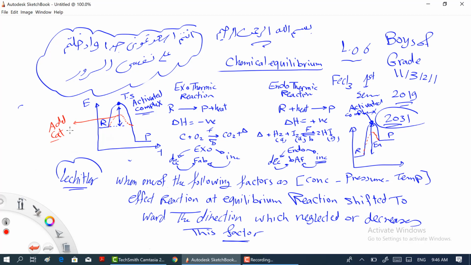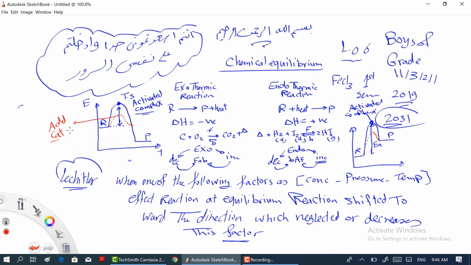But the question now: does the catalyst affect the equilibrium? No, the catalyst only affects the activation energy, not the equilibrium constant or the equilibrium position. What is the effect of the catalyst when we add it to a reaction at equilibrium? Nothing. The forward direction rate equals the backward direction rate, since the catalyst does not affect the equilibrium, but affects the activation energy.